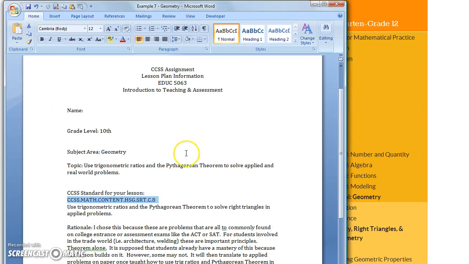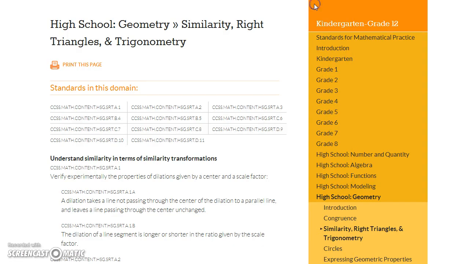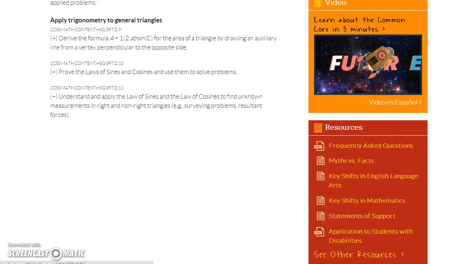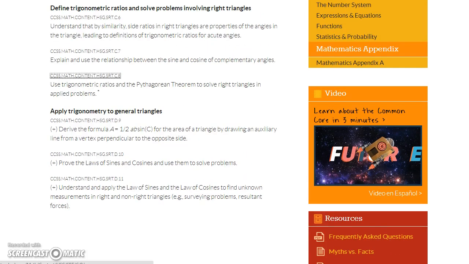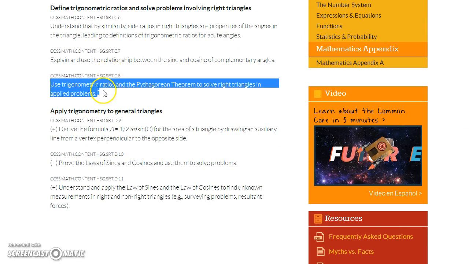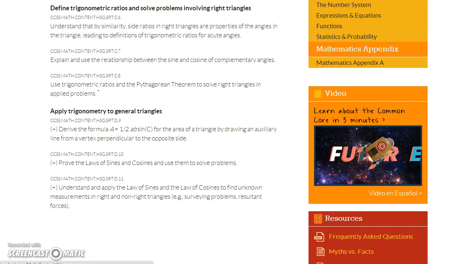So we're going to click on that one, and it brings up the standards just like in the ELA standards. If you look back at my example, you can see it's high school geometry, SRT, and then C8. So let's look, C8 is right here. It's exactly the same nomenclature that they have written on their lesson. Once you click on that, it'll bring up the standard. And this is the standard right here that they've chosen. You can see the nomenclature there is the same. The standard says to use trigonometric ratios and the Pythagorean theorem to solve right triangles in applied problems. So that is what they have chosen to work toward in their lesson.